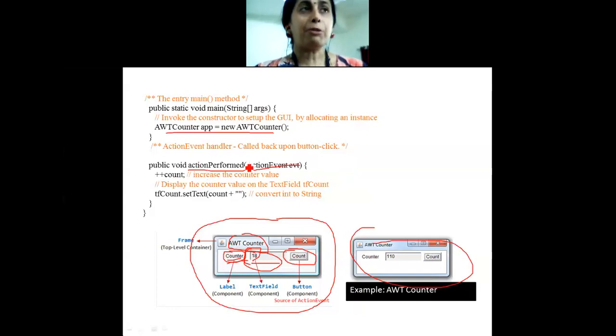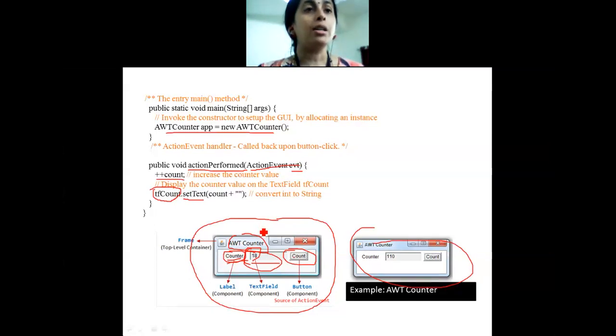Action performed always accepts an object of action event. This action event talks about what is that event you want to go for. Now, plus count I have done. That count I have to update in the text field. So I will take that object, dot set text. I have something called get text, and I have something called set text.